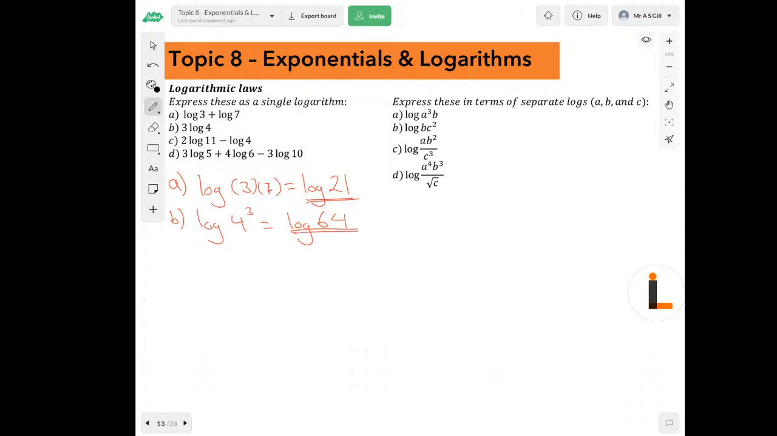And crucially, let's look at the difference in language here. We don't have the word evaluate in either of these questions. It's saying express these as a single logarithm or express these in terms of separate logs. And that wording is crucial. We don't want to work out the value of log 64. We just want log 64.